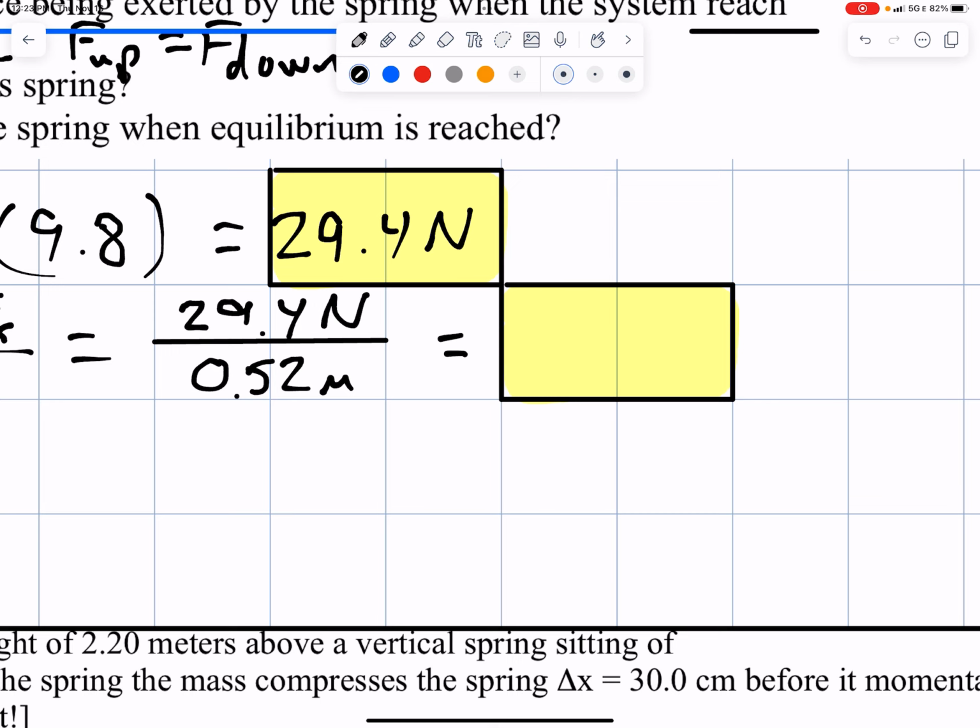And if you do this one right, you should be getting a spring constant k of about 56.5 newtons per meter.